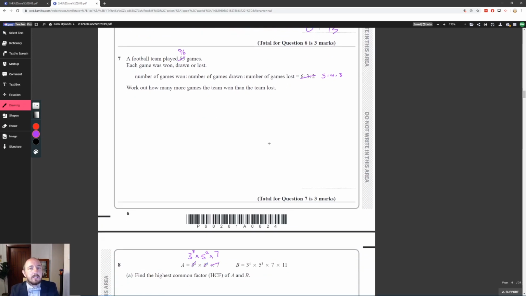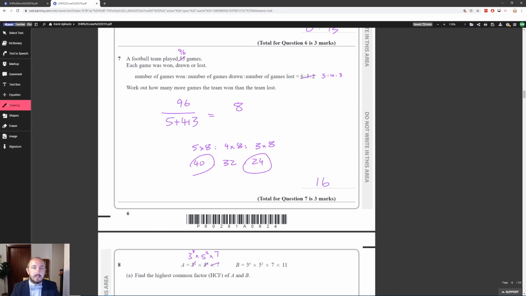A football team played 96 games. The ratio is 5 to 4 to 3, so we're going to do 96 divided by 5 plus 4 plus 3. So that's 96 over 12, which is 8. Now that we've divided by 8, we can work out these ratios. So we've got 5 times 8, 4 times 8, and 3 times 8. So we have 40 to 32 to 24. Let's just check that adds up to 96: 40, 72, 96. So the ones that they won compared to the ones that they lost, we subtract those and we have 16 there.